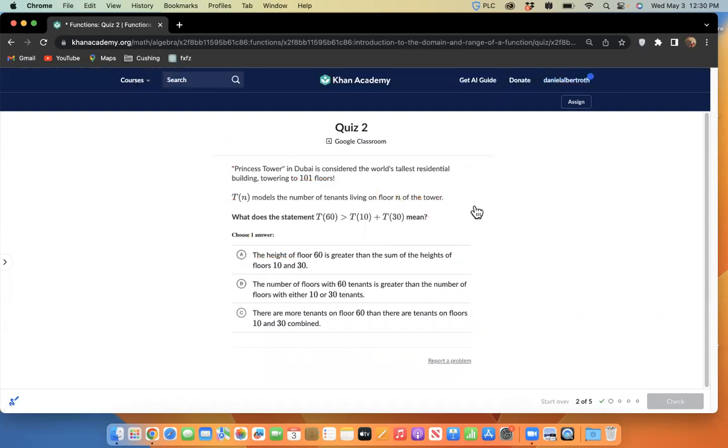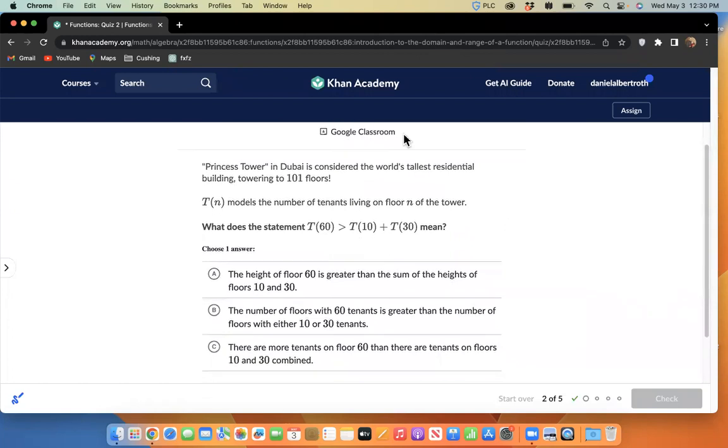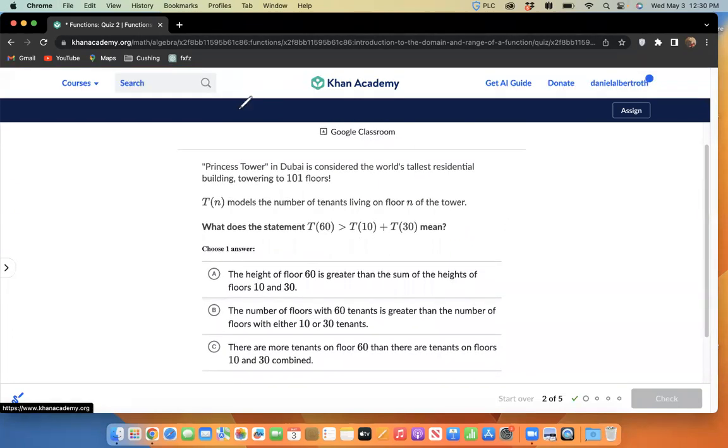Let's clear these drawings. All right, so this one says, Princess Tower in Dubai. I used to live there. It's considered the world's tallest residential building, towering 101 floors. That's cool. T of N models the number of tenants living on floor N.